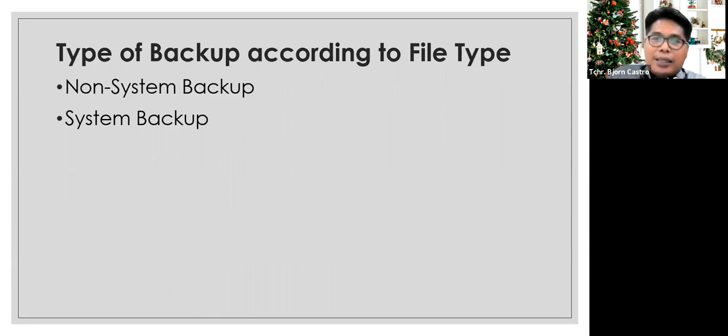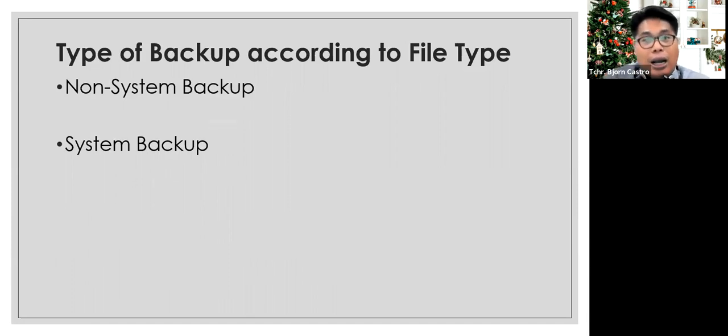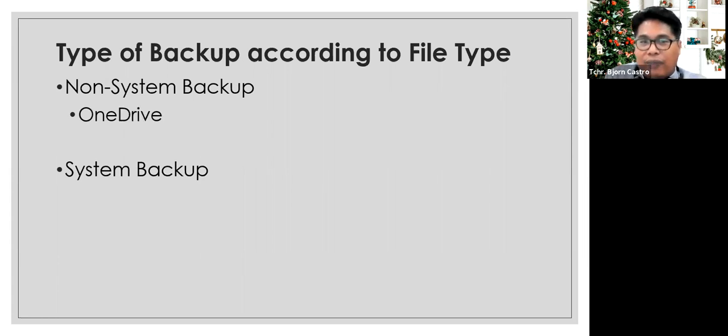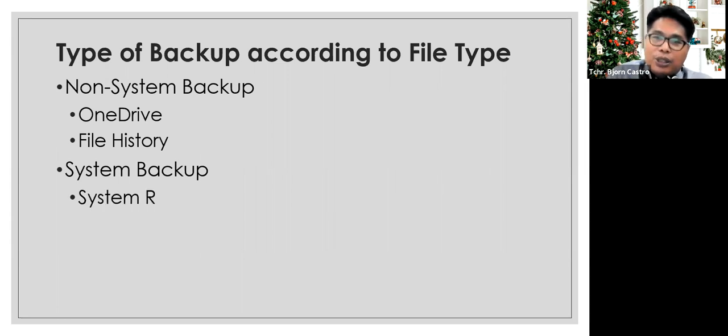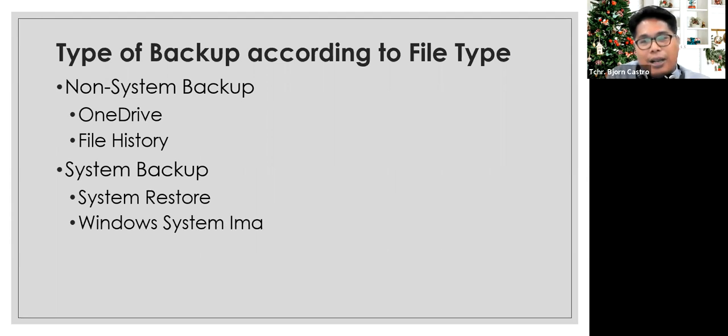Okay. When we say non-system files, ito yung mga ginagamit natin to back up your libraries, the downloads, documents, desktop. So these are your non-system backup. Ito yung mga, and you use, what did we use? We can use OneDrive. You can use the file history, which will be our next discussion. For the system backup naman, we will be using System Restore and the Windows System Image.